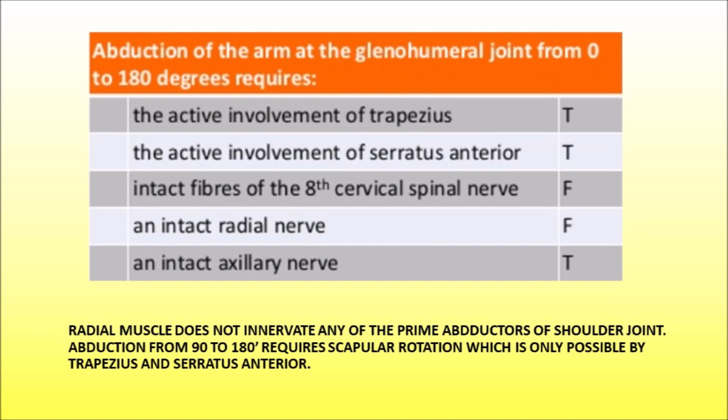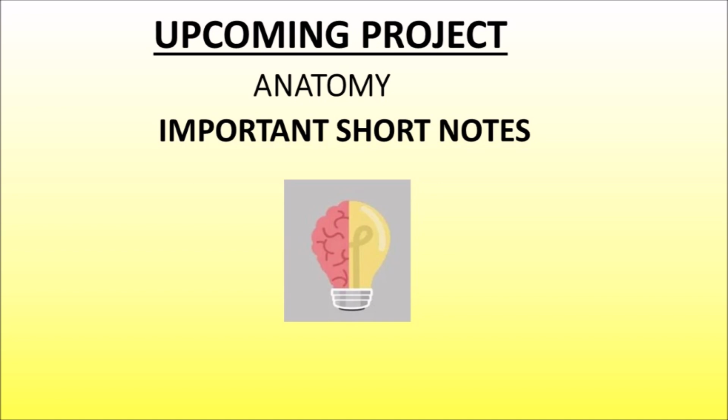Radial nerve does not innervate any of the prime abductors of the shoulder joint. In abduction from 90 to 180 degrees, it requires scapular rotation, which is only possible by the trapezius and the serratus anterior. So, it does not require intact fibers of the C8 cervical spinal nerve and an intact radial nerve. I guess you guys would have understood the glenohumeral joint very well. Our next lecture will be on important short notes of the upper limb.